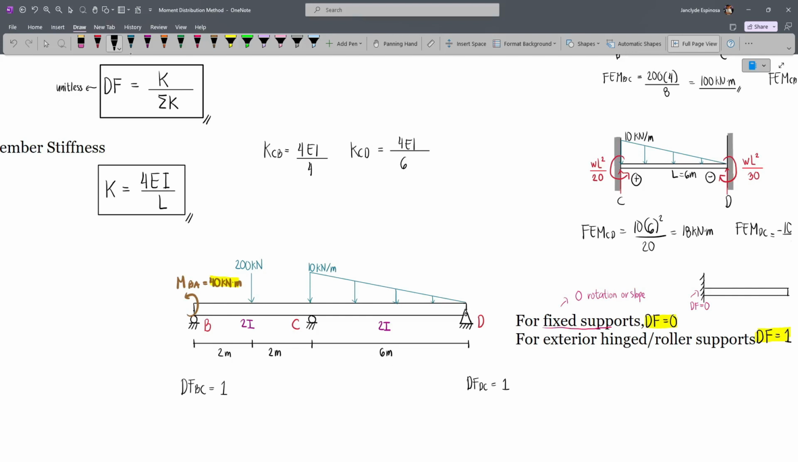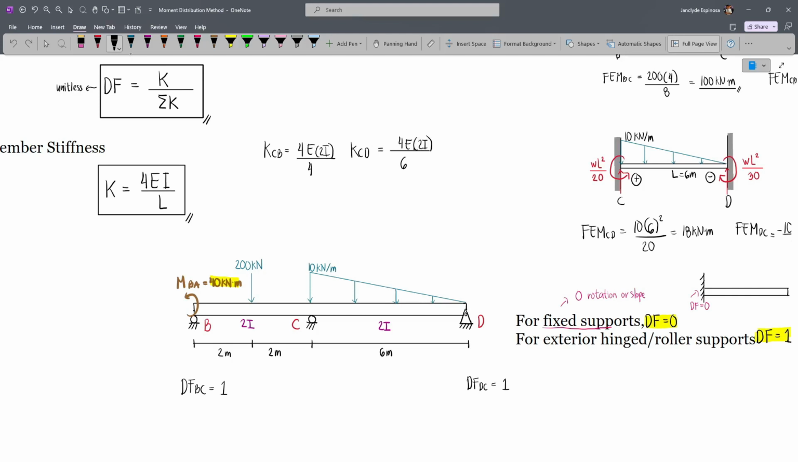By the way, our I is 2I. So this is 2I and this is also 2I. However, this won't matter because the two I values are constant, or simply, the moment of inertia of BC and CD is the same. And so later, this 2I will just cancel. So you can just write this as I and this one as I if the two are constant.